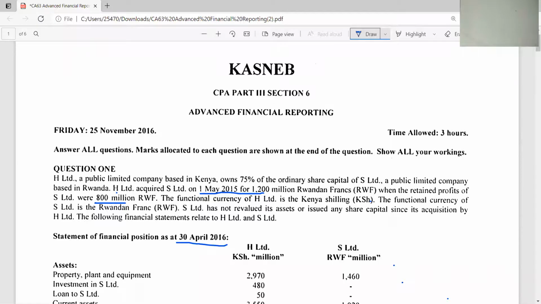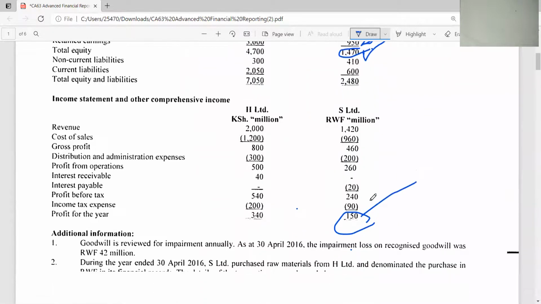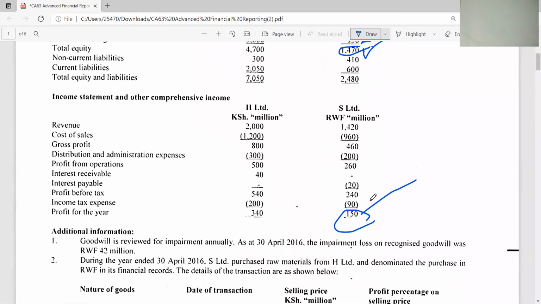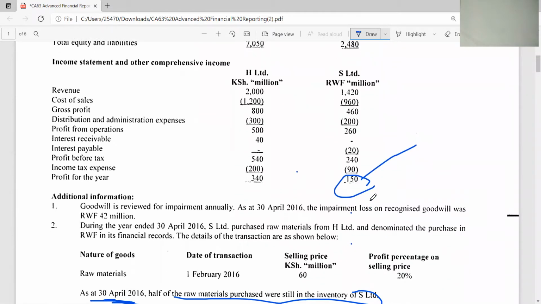Let us start with the presentation of the income statement so that we can say that the equation is complete. Remember that in this scenario, we have the relevant statements which are given. Because this is the question, we had already gone through the question, so it's just a presentation. For the income statement, we had already converted the income statement of S from Rwandanese franc to Kenyan shilling. I will start with the consolidation of revenue, then cost of sales as I continue.